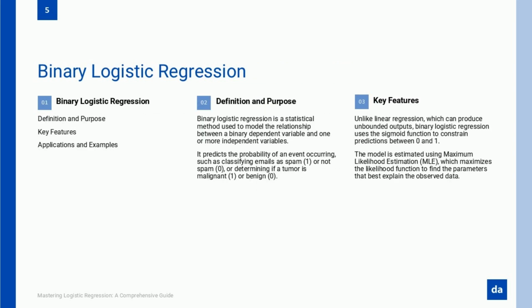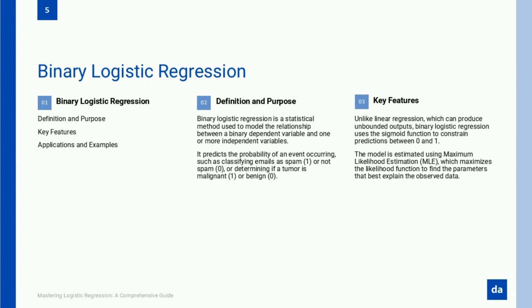All right, now that we understand how the sigmoid function turns numbers into probabilities, let's talk about how we actually use logistic regression in the real world. And the most common form? Binary logistic regression. So what does binary mean? Simple. It means there are only two possible outcomes. Think yes or no, spam or not spam, pass or fail, fraud or no fraud. It's like flipping a coin. There are only two sides.